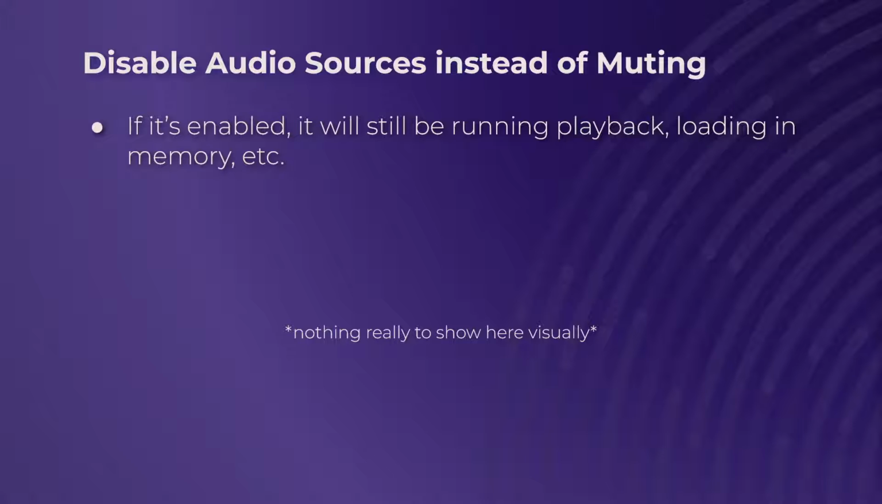One of the things I said earlier, but it is a big thing and I had no idea about this: disabling audio sources instead of muting them will remove them from memory. If it's enabled, it will still be running in the background and loading in memory, all that good stuff. So just don't worry about muting something unless you really do want to mute it and leave it running. On the other hand, if you don't want it playing anytime soon, just disable the effect.